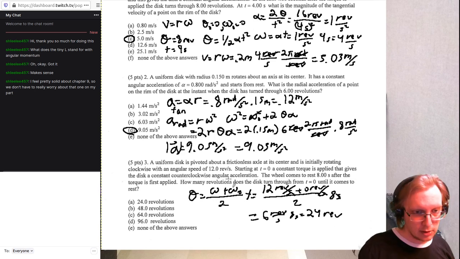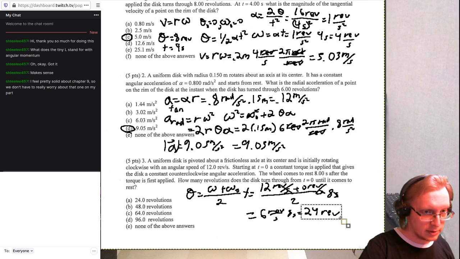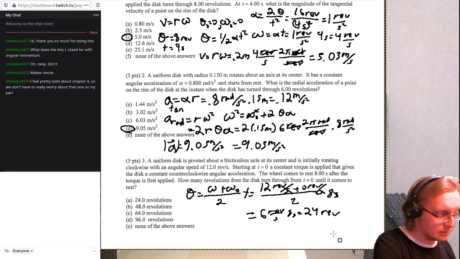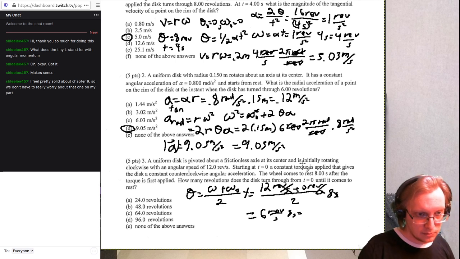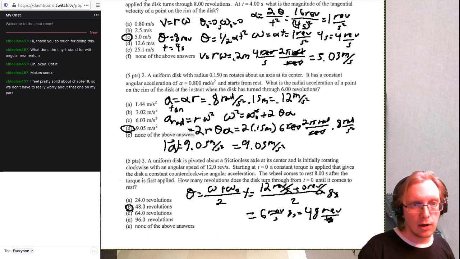Let me check my math. I bet it is. Nope, it is not. I can't math yet. 6 times 8 is not 24, it is 48 revs, not per second. There we go. All right.